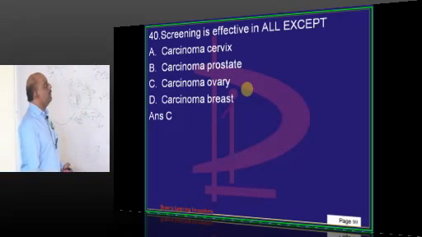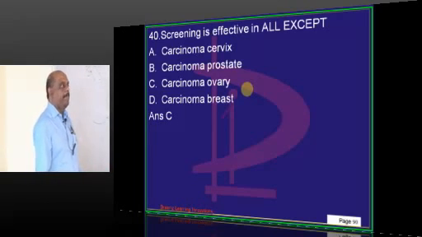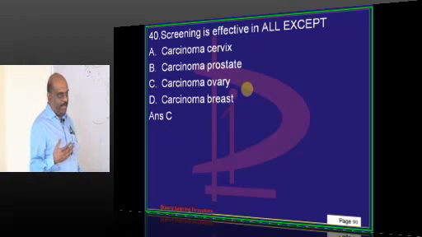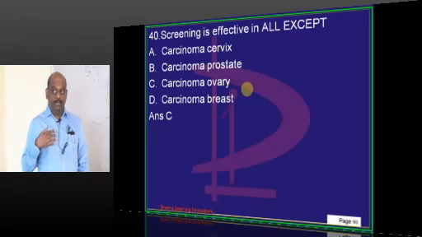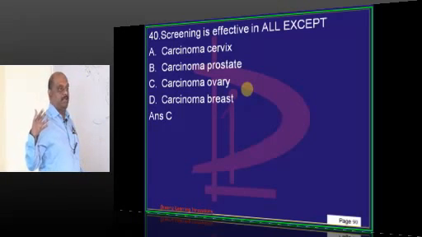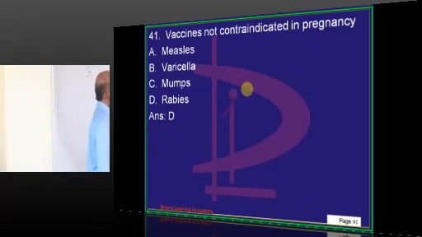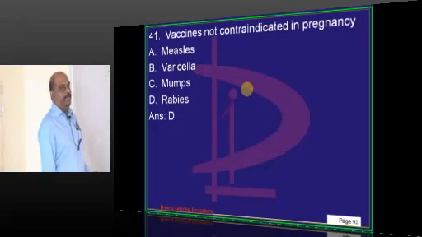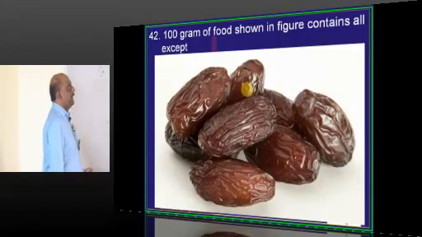Screening is effective in all but not in carcinoma of ovary. By the time the patient becomes clinically identified, the patient will be in a very late stage of carcinoma of ovary. That's the reason there is no role for screening. Vaccines are not contraindicated. If it is rabies or hepatitis B, which are not live attenuated, it is not a contraindication.